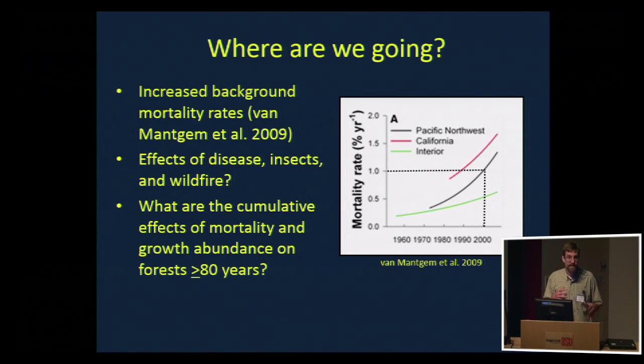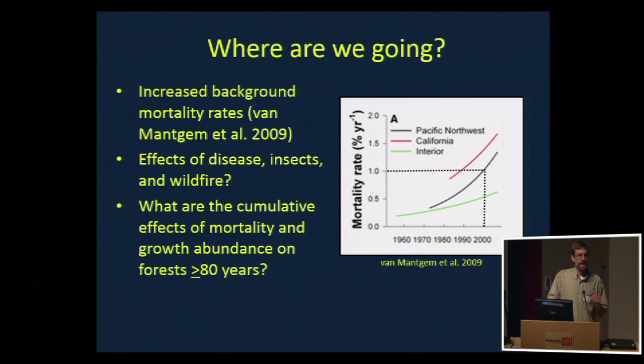Maybe it doesn't sound like a big difference, 1% per year, but it compounds over time. Small changes in these mortality rates over time can really have large ecological implications in terms of structural change and things like that. The period that I'm going to be talking about falls right about at that 1% per year mark, so keep that in mind.